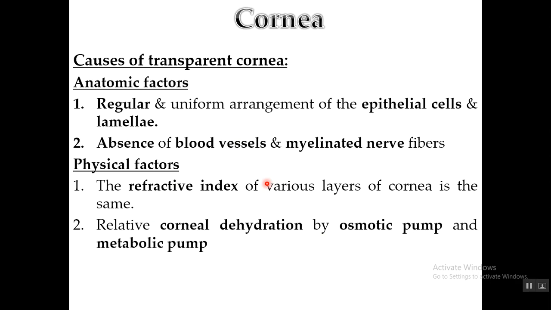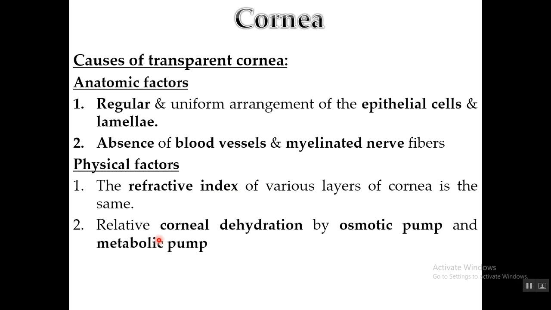The refractive index, as we said before, is one of the factors which affect refraction. If the light is transmitted from a medium with a certain refractive index and passes to another medium with another refractive index, it will be refracted. Because the refractive index for all 5 layers of the cornea is the same, no refraction occurs.